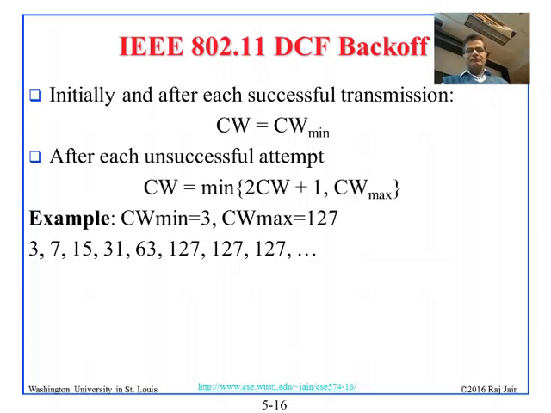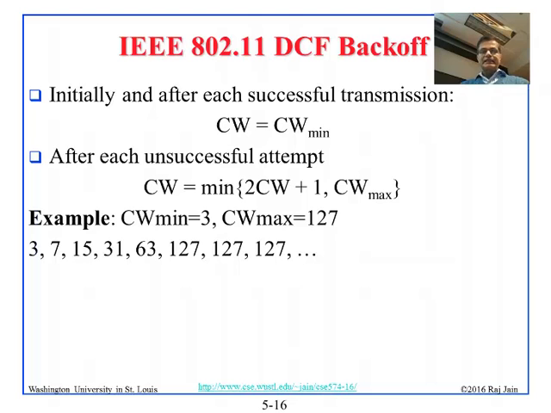All right. So initially, and after each successful transmission, CW is equal to CW min. So in the beginning, it is CW min. I said 0 and 1, but most likely the CW min could be 3. Now, this is an example. You could set it to 1. You could set it to 5, I mean 7, whatever. So CW min, if it is 3, then it will start from 0 to 3, okay? Random number.